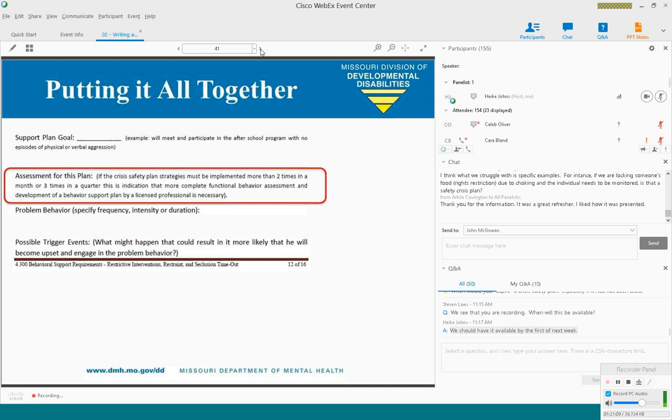So if you've had to use this plan 2 times in a single month or 3 times in a quarter, so basically more than once a month, you probably need extra help. Now this is just a rule of thumb, but just recognizing that you might need additional help beyond what you have available right now.